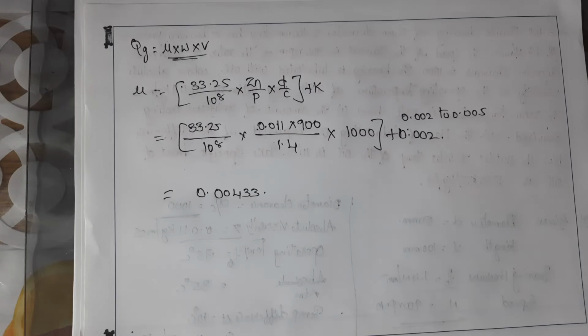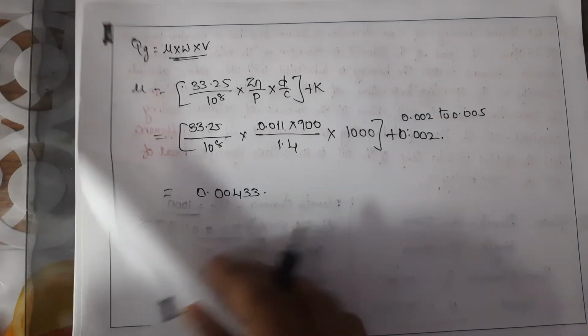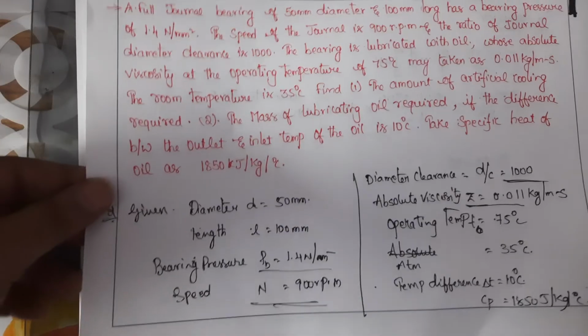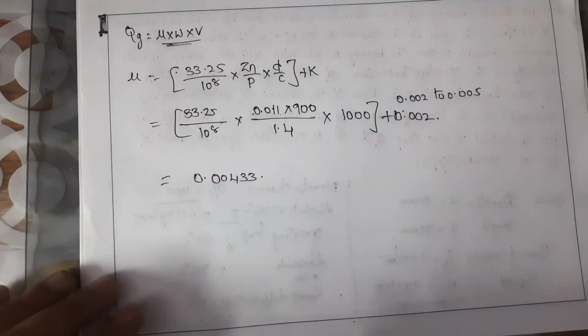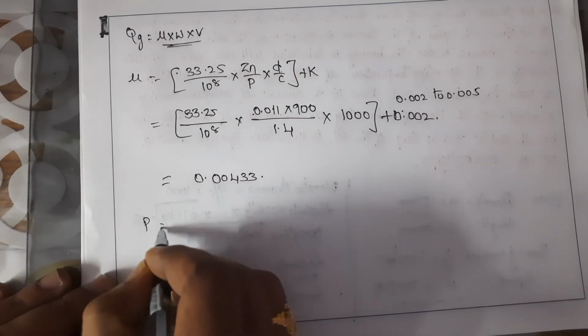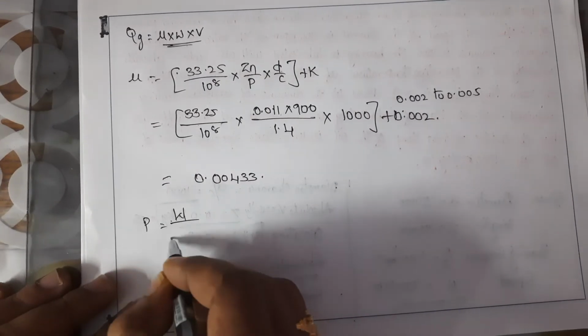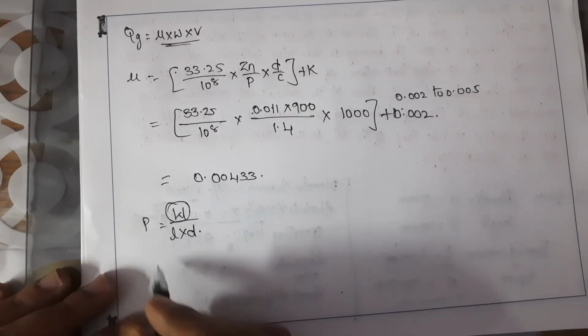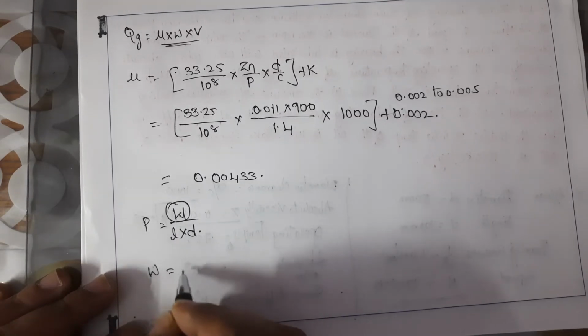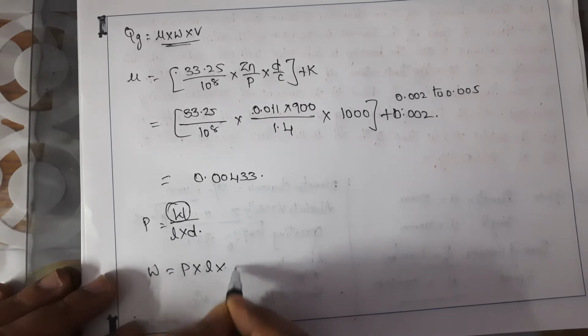The next thing that we have to do is find the load. In the question he didn't mention the load, so we have to find the load value. For calculating the load we have a bearing pressure formula. P is equal to load by projected area, so we can find the load from this formula. So W is equal to P into L into D.